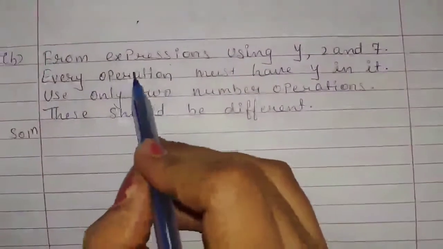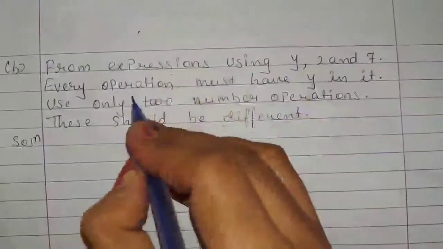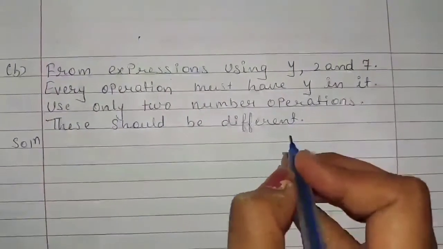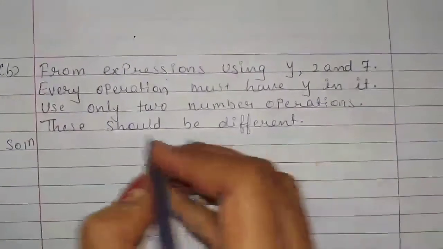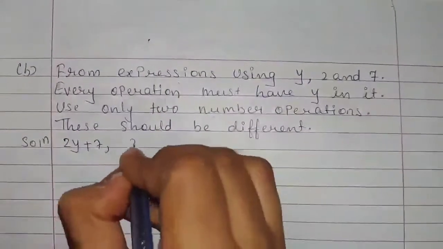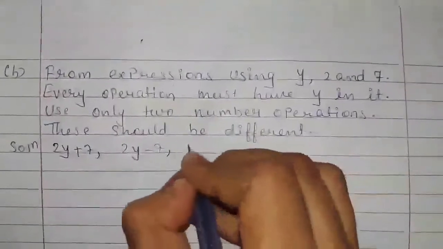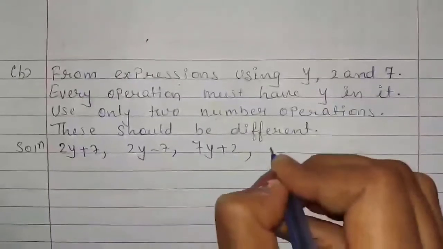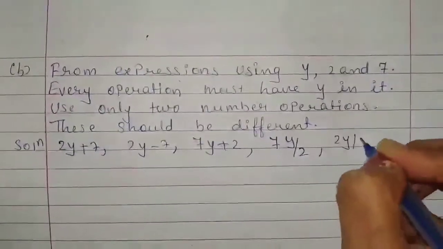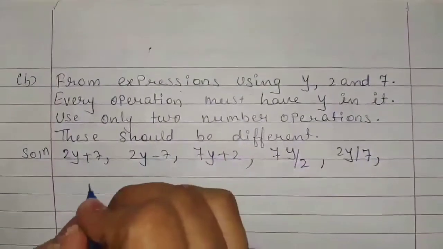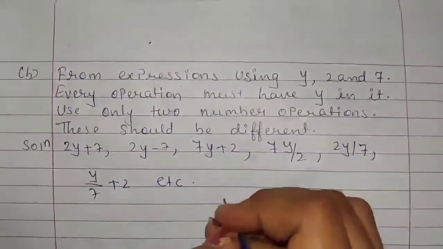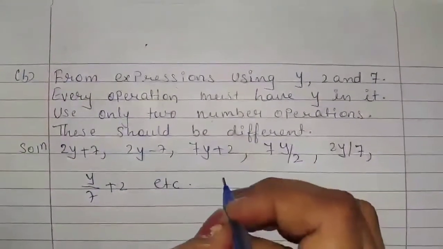Question number B. Form expressions using y, 2 and 7, every operation must have y in it. Use only two number operations. This should be different. So we have to use only two number operations and they should be different. 2y plus 7, 2y minus 7, 7y plus 2, 7y upon 2, 2y upon 7, y upon 7 plus 2, etc. So there are many more expressions using this.